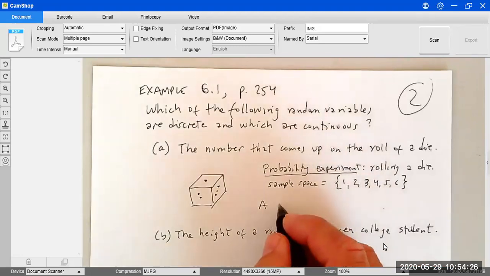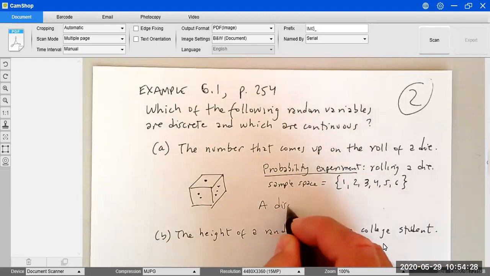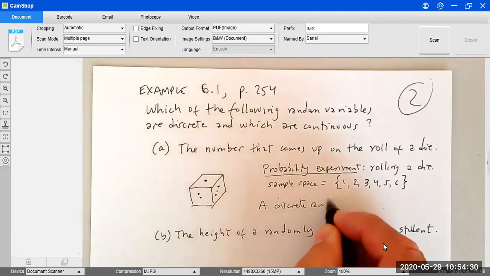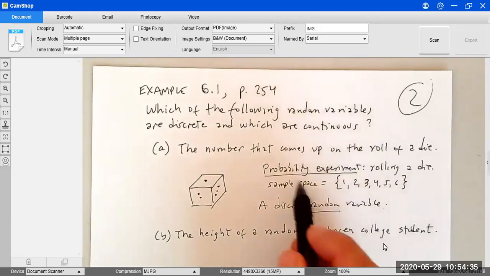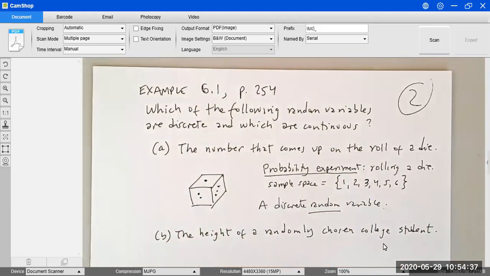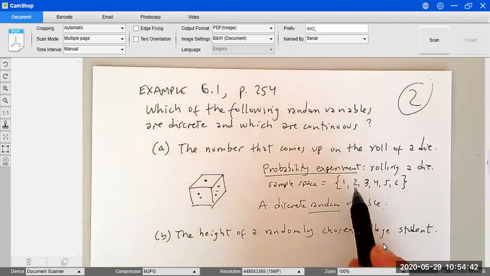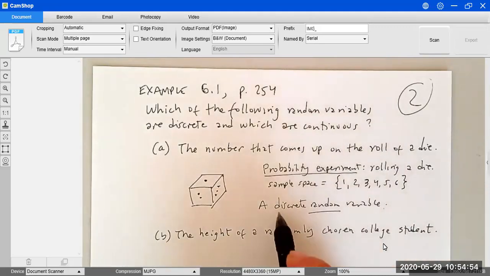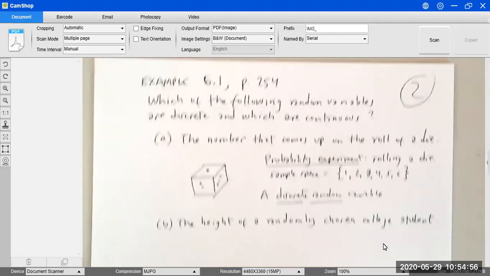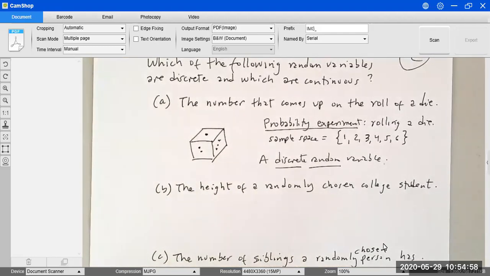outcomes, then this is a discrete random variable. Random because you don't know the next value that you're going to get when you roll the die. And you know that there are only these 6 possible outcomes. You don't have the possibility to get, for example, 2.5 or 4.3. So that is the reason this is discrete. So that's the solution for the first problem.